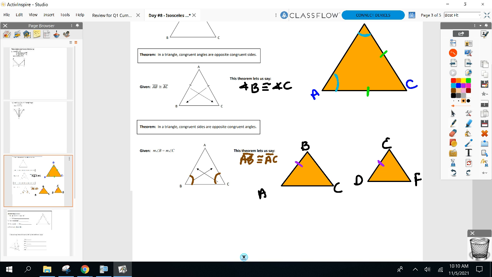But in all seriousness, everybody good? The two sides that are equal have to be in the same triangle. If they're not, you can't use the theorem. I can't use it here.